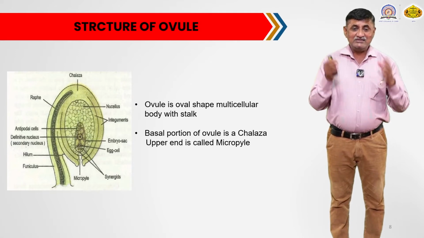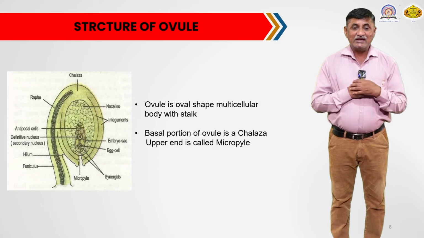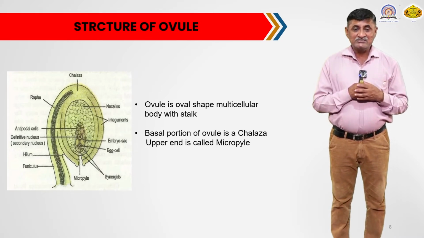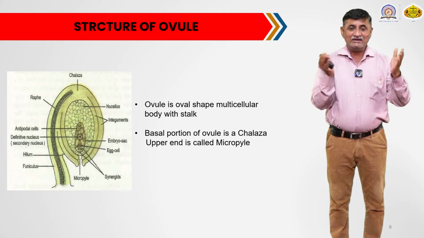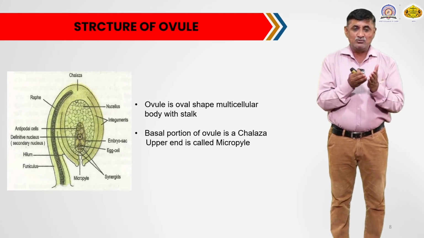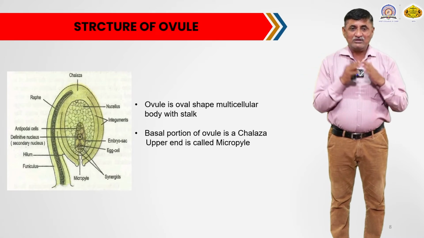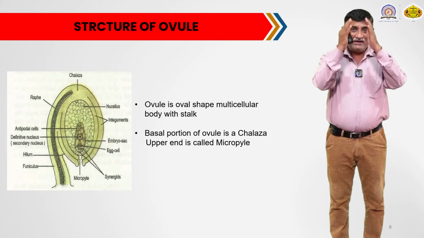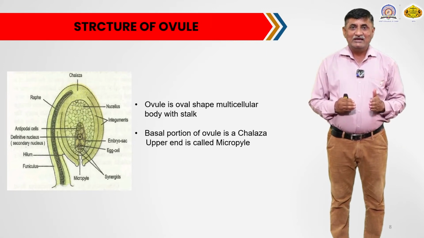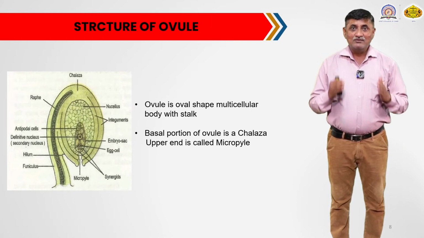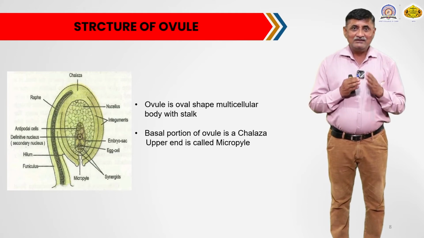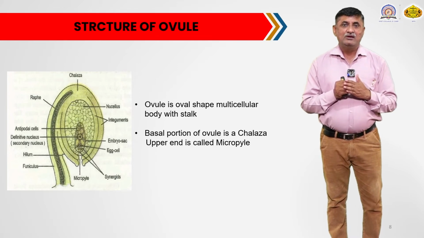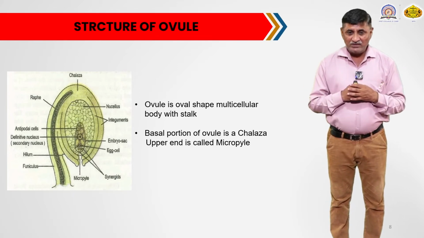Then inside there is a nucellus tissue. These are the nutritive tissue. The entire ovule is covered by the outer and inner integument. That is a protective covering, and where these outer and inner integuments join or come near, that particular portion is called the micropylar end, and there a small way is developed for the entry of the pollen grain.